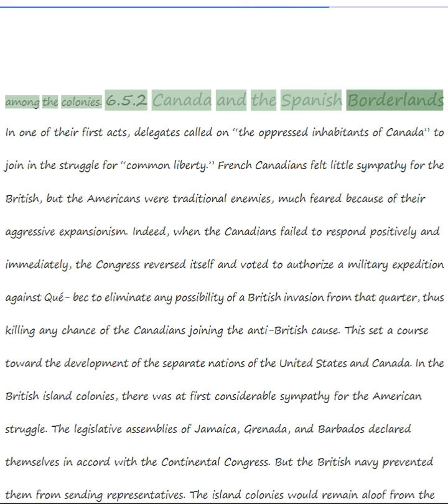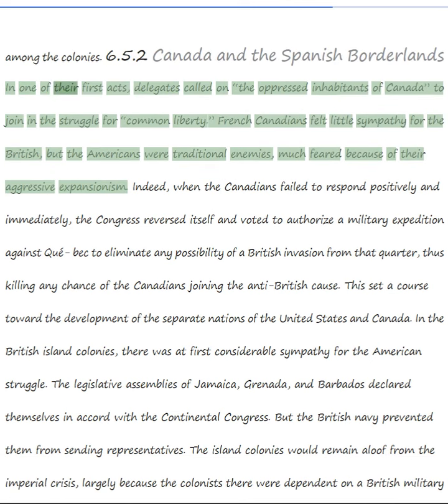6.5.2 Canada and the Spanish borderlands. In one of their first acts, delegates called on the oppressed inhabitants of Canada to join in the struggle for common liberty. French Canadians felt little sympathy for the British, but the Americans were traditional enemies, much feared because of their aggressive expansionism.